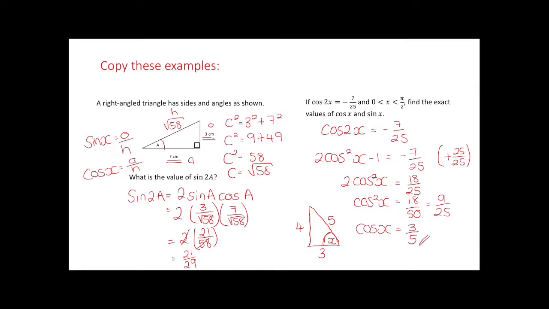So when the question's asking us for the value of cos x, we've just figured that out as 3 over 5. And the value of sine x, so remember sine x is opposite over hypotenuse, so in this case it's 4 over 5, and that's both the values that we were looking for.